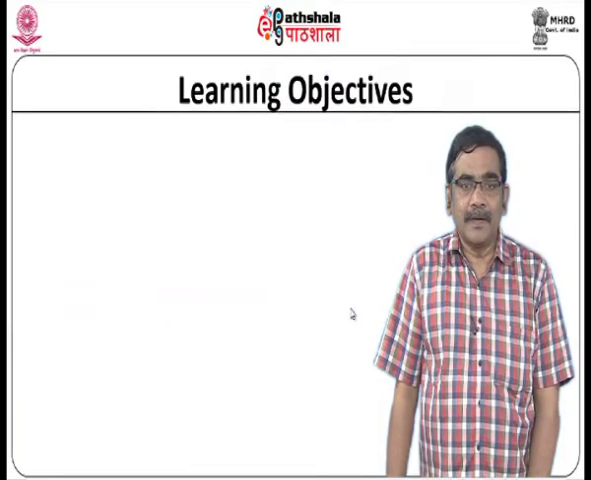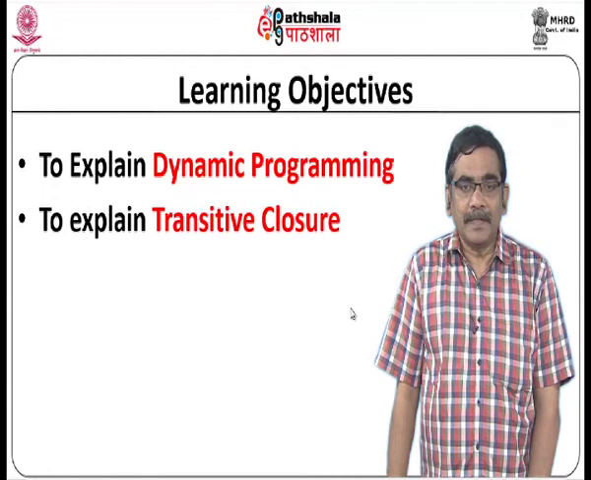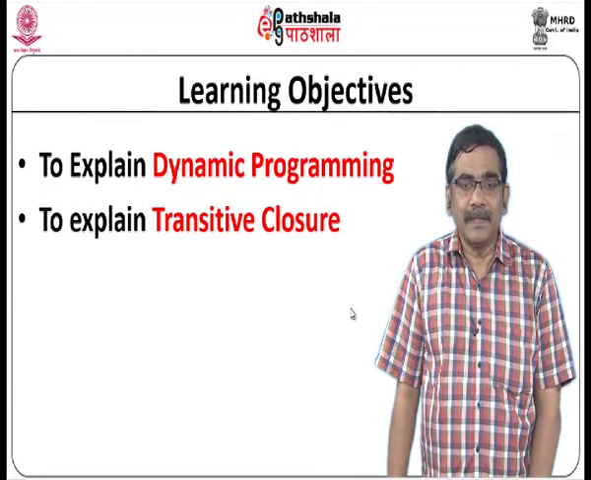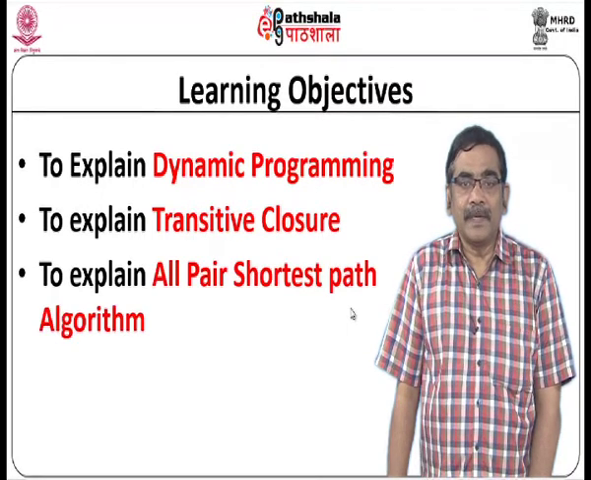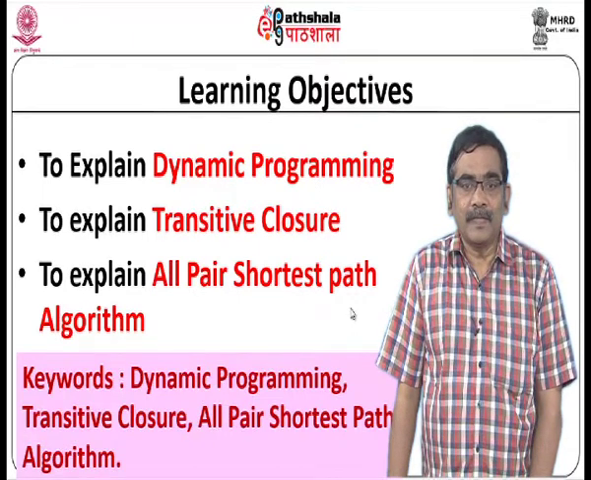The objectives of this particular module are to explain dynamic programming, where we are going to review some of the fundamentals of dynamic programming. Then we are going to discuss transitive closure. Then we are going to apply that to various graphs to get the path matrix. Then we are going to discuss one related algorithm for finding the all pair shortest path. These are the objectives of this particular module.